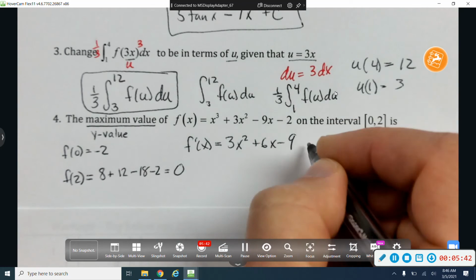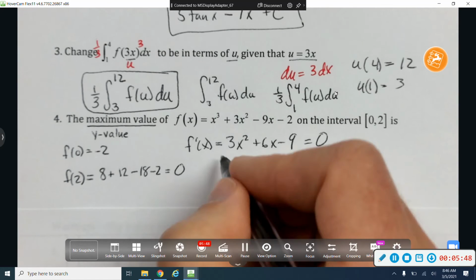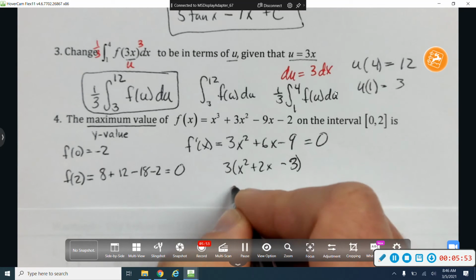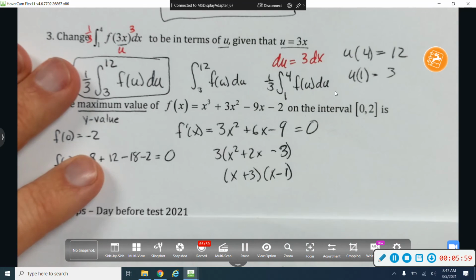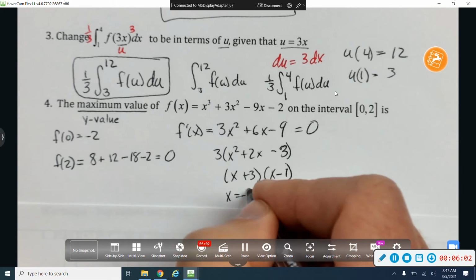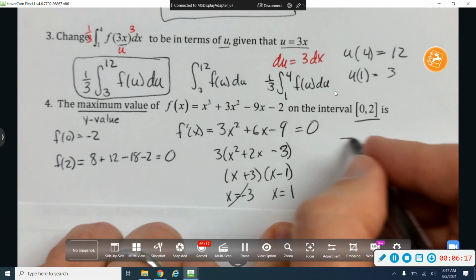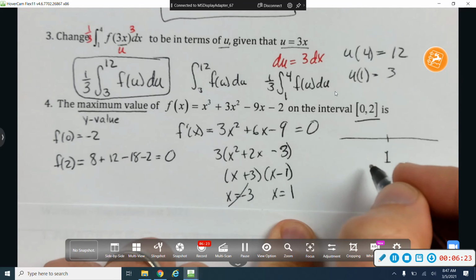So take a derivative, set it equal to 0. That'll give me the critical points, the points that might be maxes or mins. Factor out a 3 to make life a little easier. So x plus 3 and x minus 1. So x equals negative 3 and x equals 1. I don't really care about x equals negative 3 because it's not in the interval. So yes, it's a critical point, but I don't really care which critical point it is. And then 1, some of you did a number line so that you could see if it was increasing or decreasing. And that's okay.